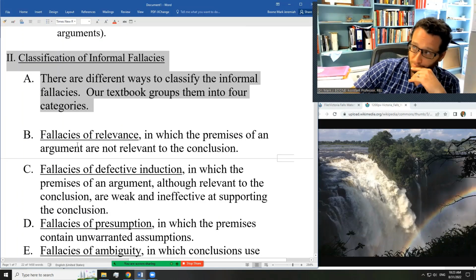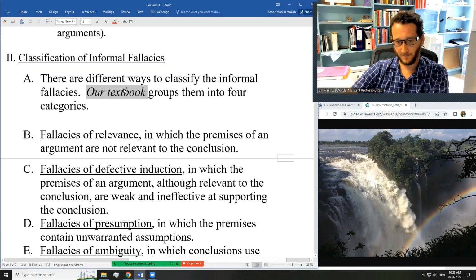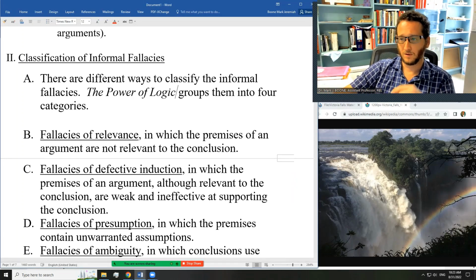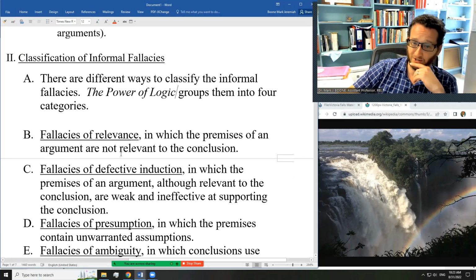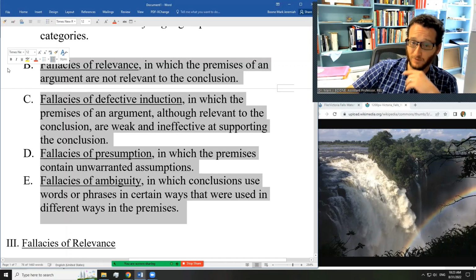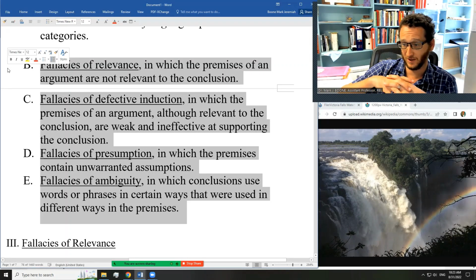The textbook I'm most influenced by, namely The Power of Logic by Lehman, Wasserman, Howard Snyder, and Howard Snyder. This book groups the informal fallacies into 4 categories. And we'll get names for different patterns of argument from each of these categories, several names per category. And we'll try to go over all of them in one video.